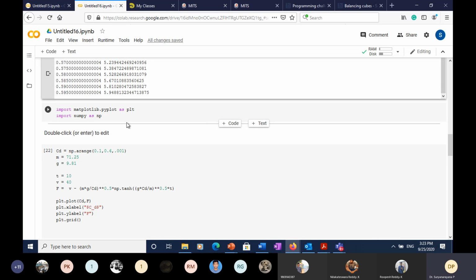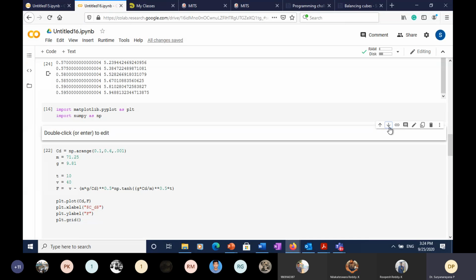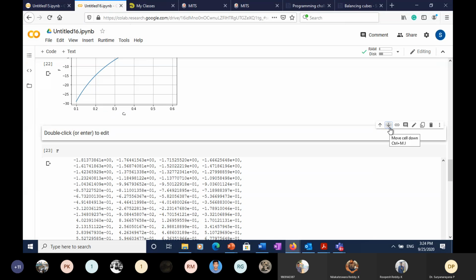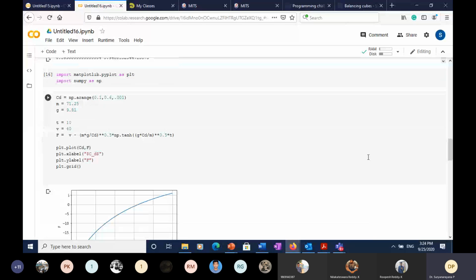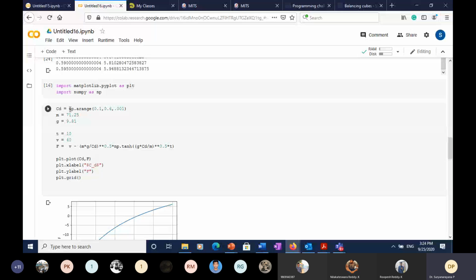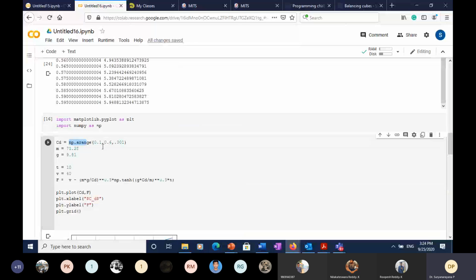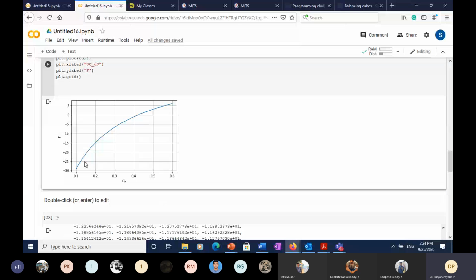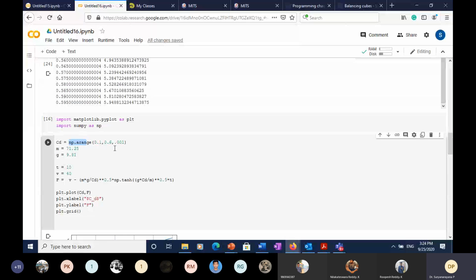And then, I have imported matplotlib and pyplot, and we have done the plotting. I created a CD array, and the array starts at 0.1 and ends at 0.6, and in between we have equispaced points, and the space between two consecutive points is 0.001. That is the only array. For the rest of them I have used constants.